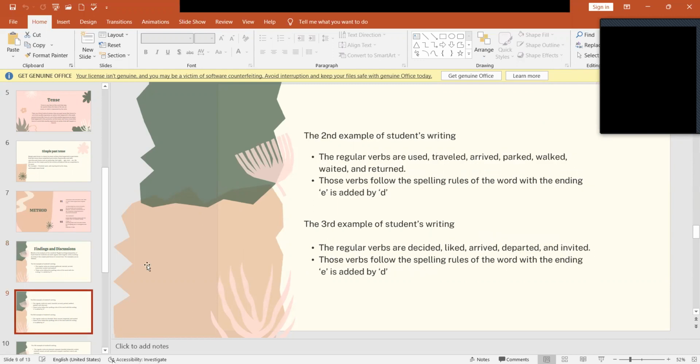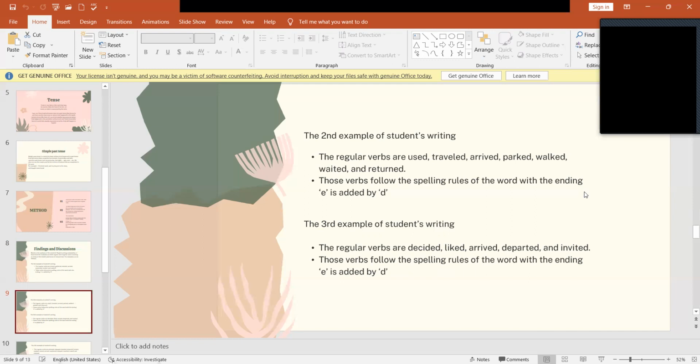And the second example of students' writing. The regular verbs used are traveled, arrived, parked, walked, waited, and returned. Those verbs follow the spelling rule of words ending in E, which are added with D. For example, verb 1 is use, changing to verb 2 used, and verb 1 arrive, and then changing to verb 2 arrived.